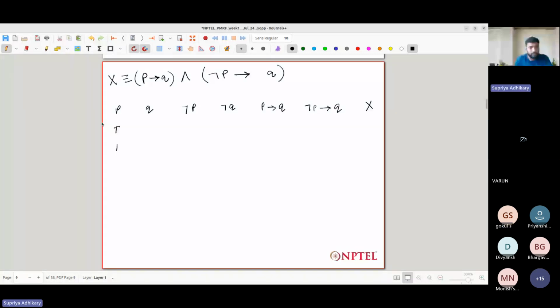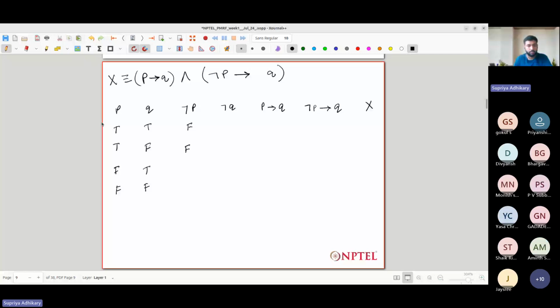Okay, so P can have two possible values, either true or false, and Q can also have two possible values, true or false. So this pair may have four possible values: either true, true; true, false; false, true; or false, false. And if P is true, the negation of P should be false. And corresponding to every false assignment of P, it should be true. Similarly for the negation of Q. Now we have to find the truth table for P implies Q.